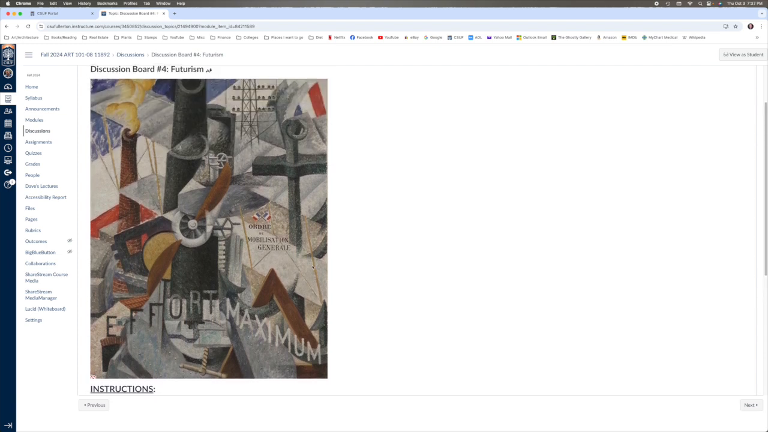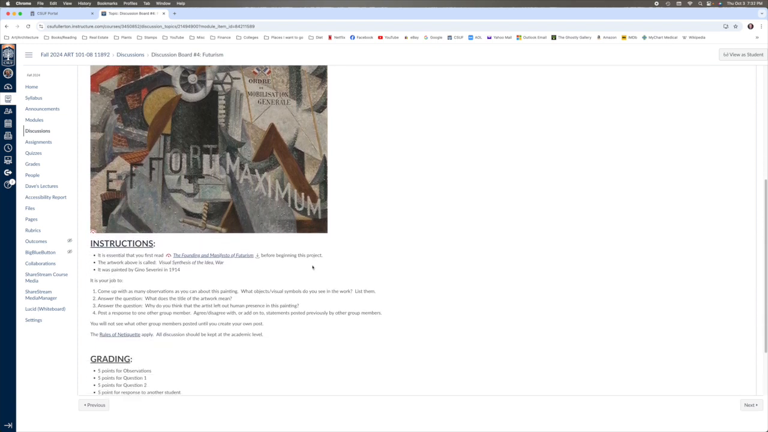So there's a couple things I need you to do. First, come up with as many observations as you can about the painting. What objects or symbols do you see in the work? Then you want to answer the question, what does the title of the artwork mean? Why do you think the artist left out human presence in this painting?